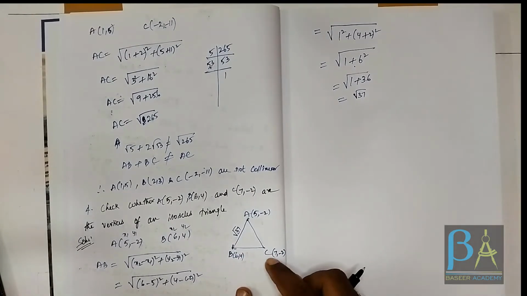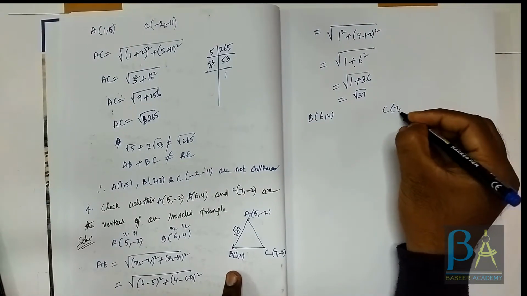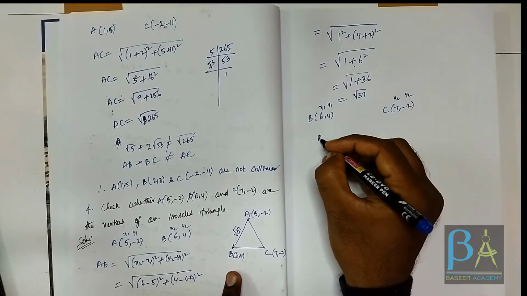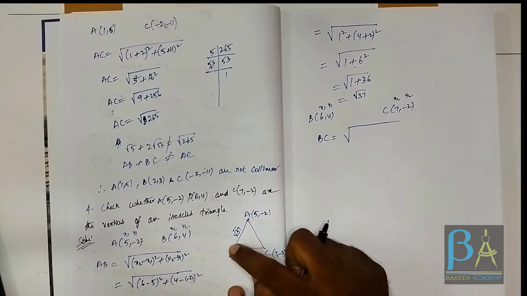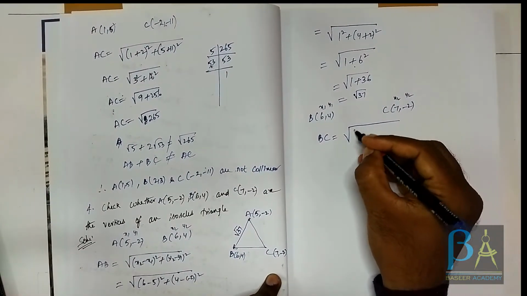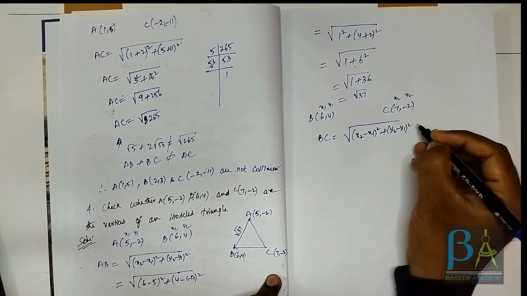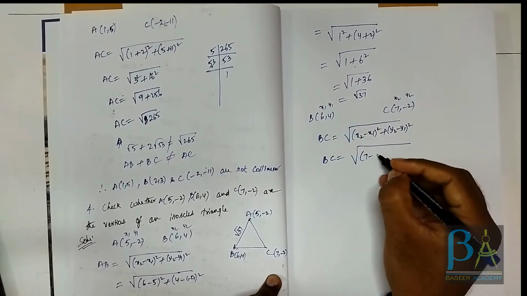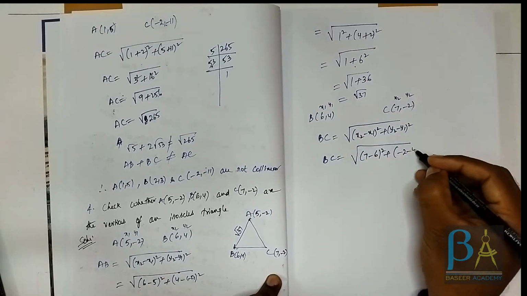Let me also find out the side BC. Let me first write the coordinates of B and C. So this is x1, y1, and this is x2, y2. Let us find out the distance between the points B and C. So the distance between the points B and C will give you the side BC, isn't it? Now, what is the formula again? Square root of (x2 minus x1) whole square plus (y2 minus y1) whole square. Now, what is x2? In place of x2, let me write 7. In place of x1, I'm going to write 6. In place of y2, I'm going to write -2. In place of y1, I'm going to write 4.